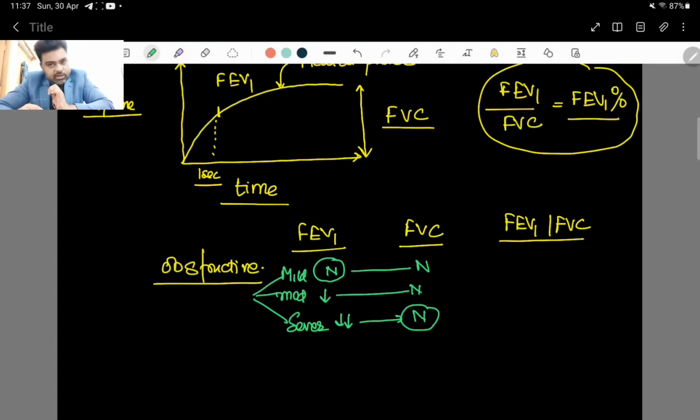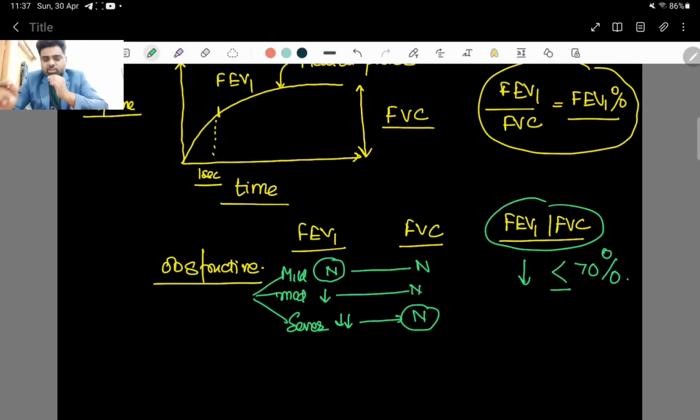So we have seen that FEV1 and FVC both decrease in obstructive lung disease, but the decrease of FEV1 is more than the FVC. Therefore, the net ratio will decrease, and the normal value is 80 to 120%. So it will be less than or equal to 70% for obstructive lung disease. So it is very important to understand that in obstructive lung disease, FEV1 and FVC both decrease, but the decrease of FEV1 is more. Therefore, the FEV1/FVC ratio will be less, less than 70%. Any ratio we say is normal if it is 80 to 120%. It will be increased if it is more than 120%, or decreased if it is less than 70%. So this is regarding obstructive lung disease.